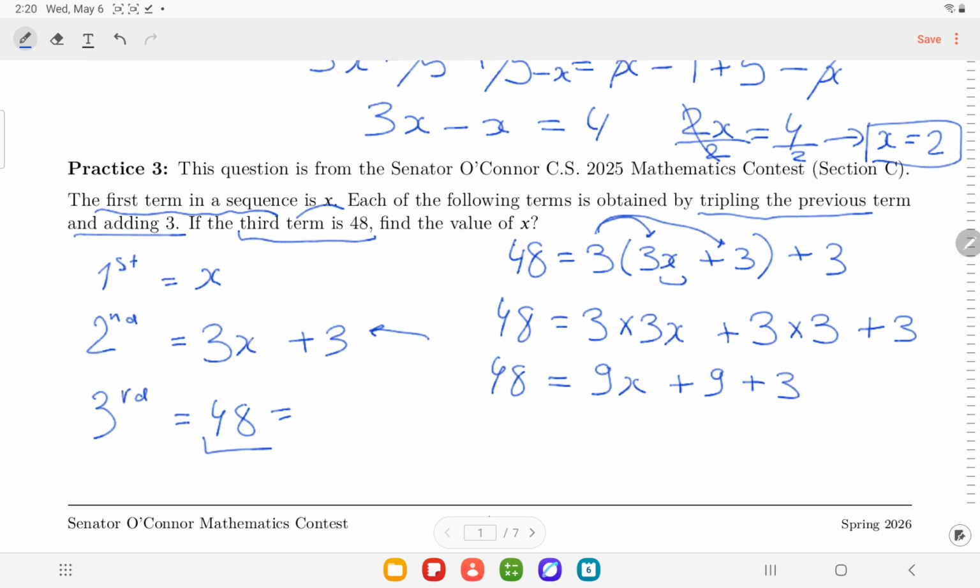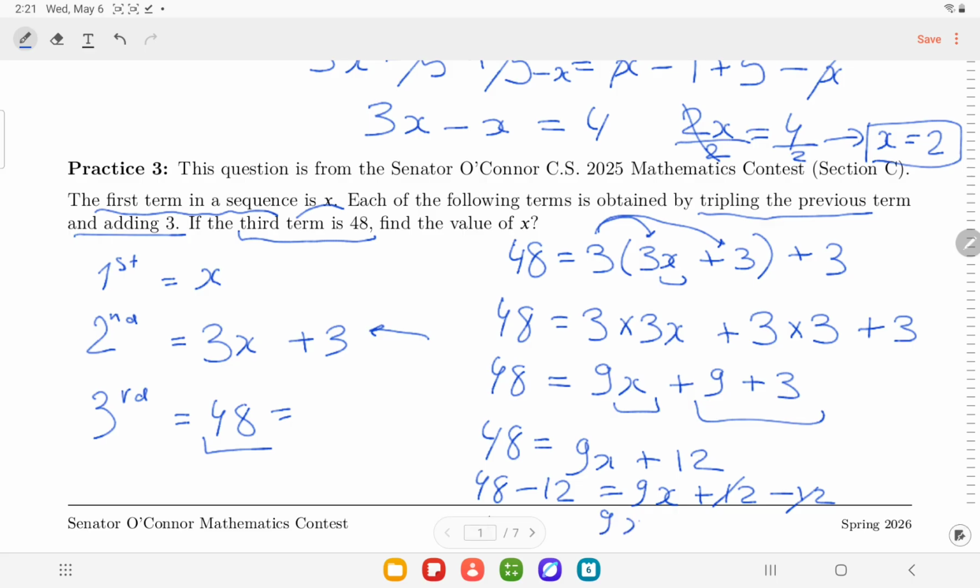And then we're trying to isolate for this x. So we can add the 9 and the 3 since they are like terms, and then subtract 12 on each side. And we end up with 9x equals 36. And then we're going to divide by 9 on each side to isolate for our x. And so we end up with x being 4.